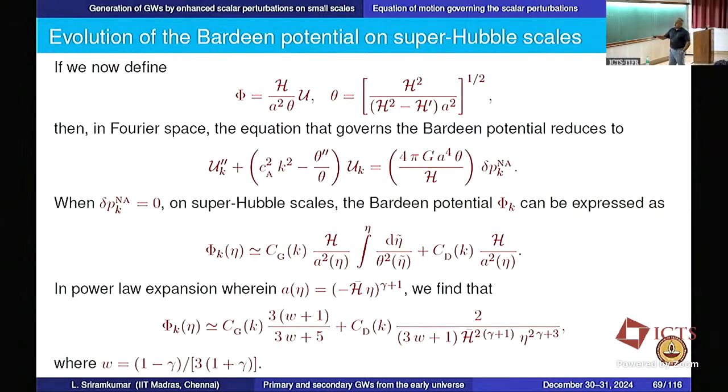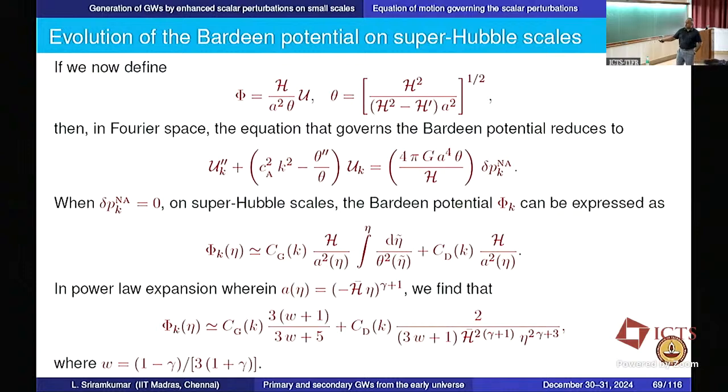And if you now assume power law inflation, like radiation or matter domination, then what you find is that the solution for phi k has this form. Remember, all this depends on just the background, the scale factor. Once you give me the scale factor, this quantity is well known and can be determined, and therefore this can be arrived at. So the behavior of the Bardeen equation, the solution to the Bardeen equation on large scales, is as follows.